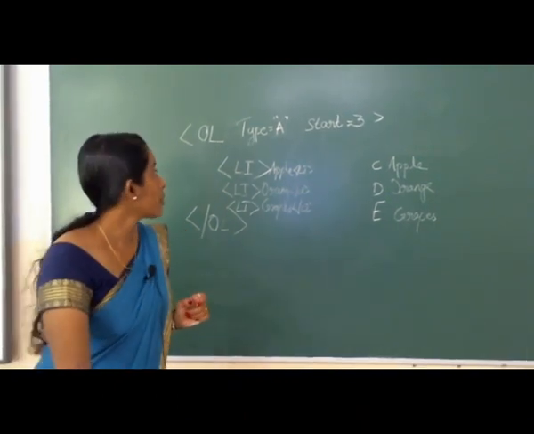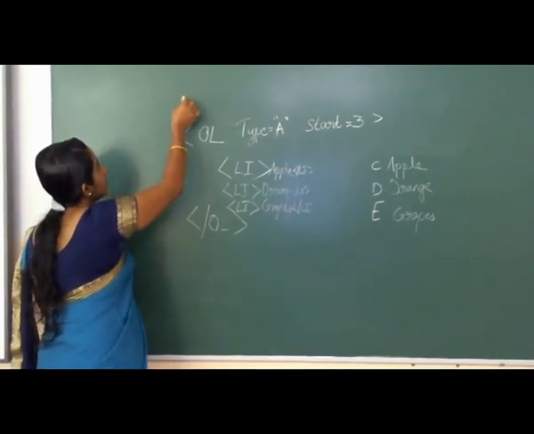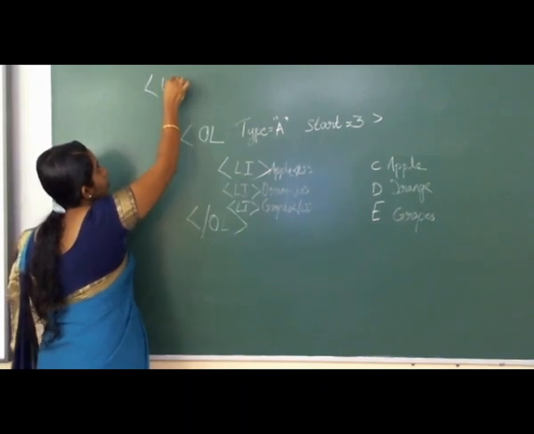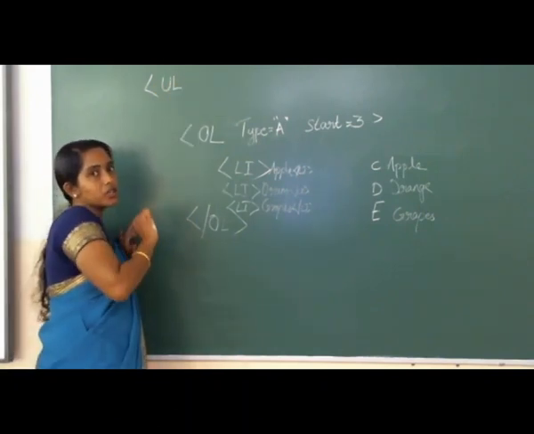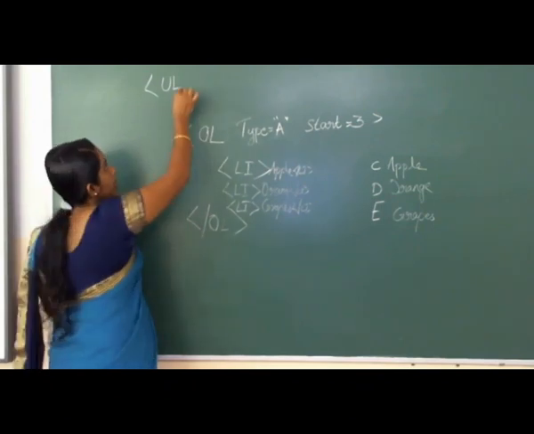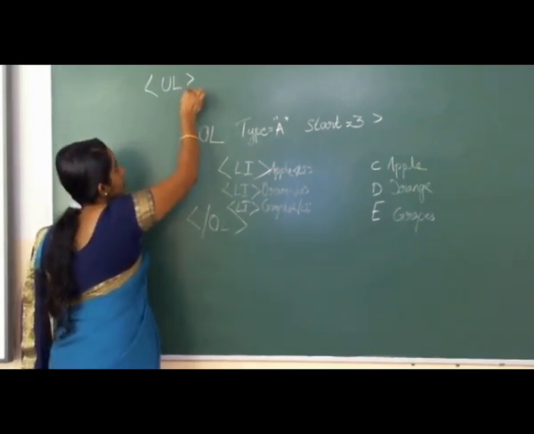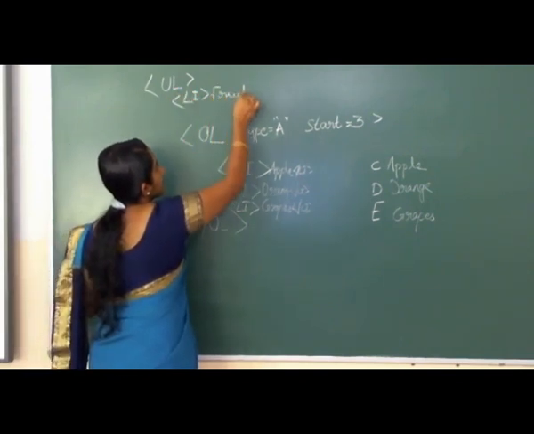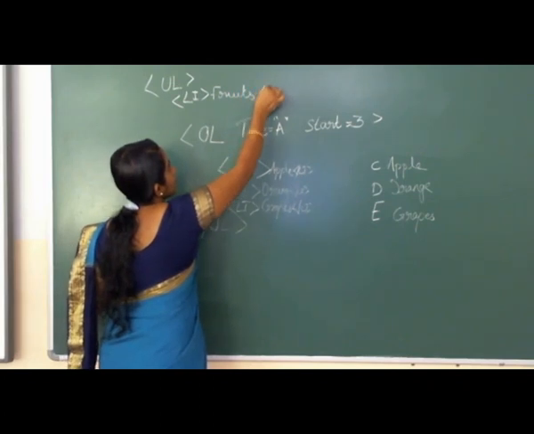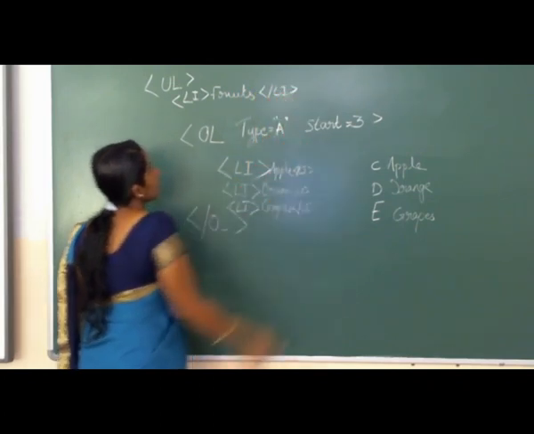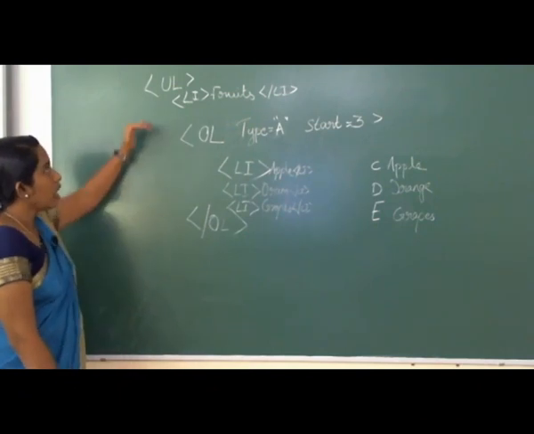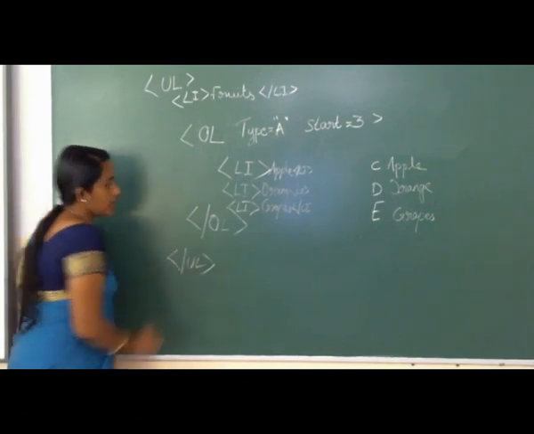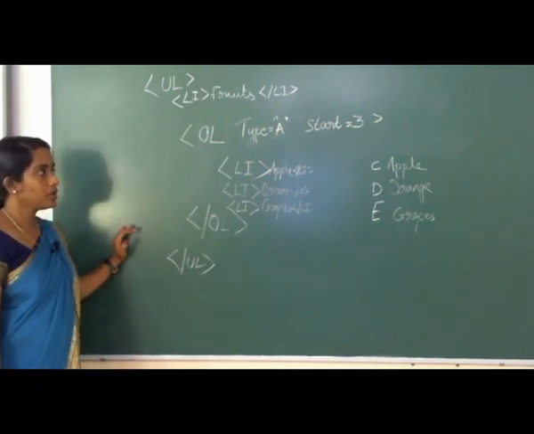That means if you write, let me write here, start with the UL, which means unordered list. Okay, and after that if I specify LI fruits, okay, and without closing UL here, I just close the UL here. Then what will be the output?